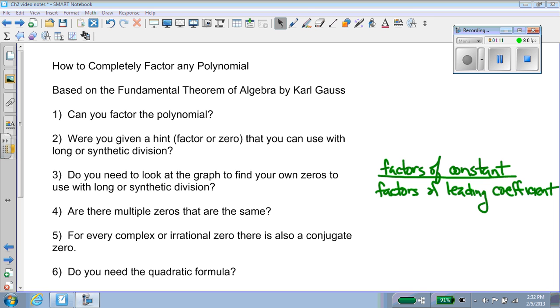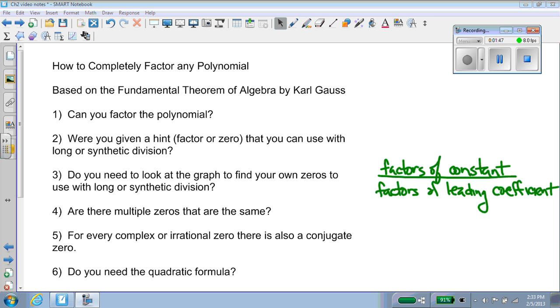Okay, so the first thing to say is, well, is the polynomial simple enough that I can just factor it myself using old Algebra 1, maybe Algebra 2 techniques? If so, do that. That's the fastest way. Were you given a hint? Like someone told you one of the factors, or 2 of the factors, or 1 of the zeros, and then you would use that with either long or synthetic division to begin to break down the polynomial.